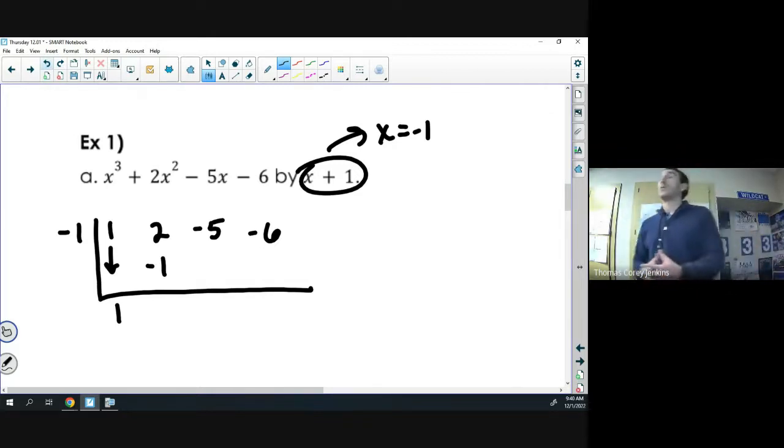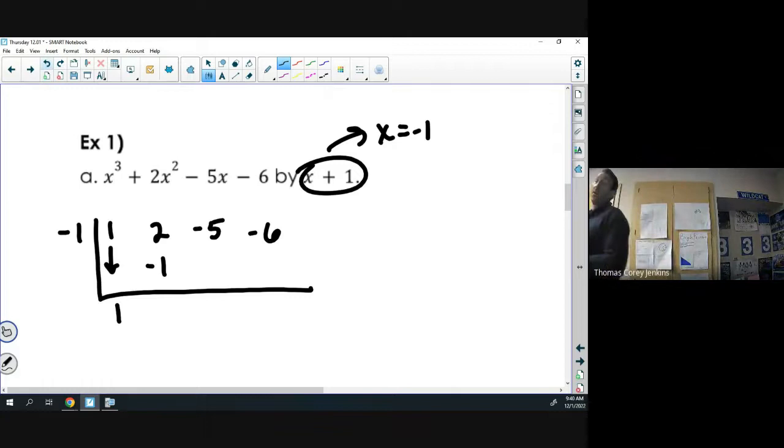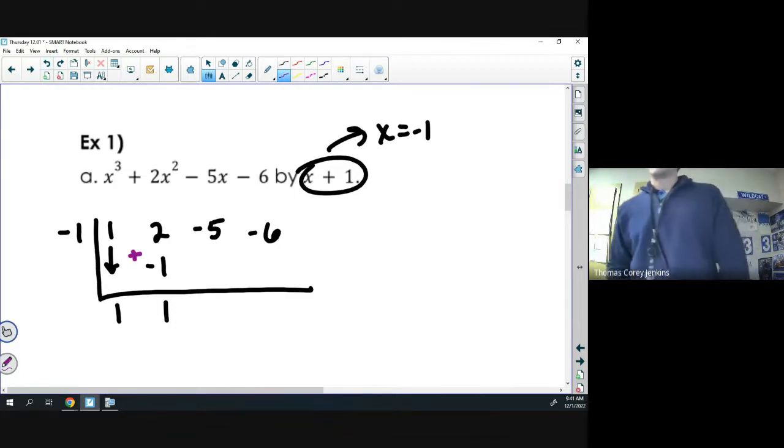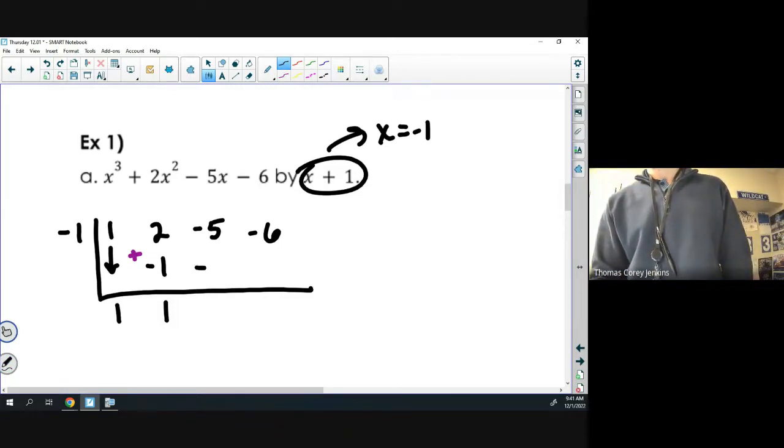One thing I see people do wrong a lot on this: we're used to subtracting with long division, right? So they'll say 2 minus negative 1 is 3. That's true, but we don't subtract here. We add those two. So 2 plus negative 1 is just 1. So 1 comes next underneath the 2 and the negative 1. You might want to put a little plus sign there to remind yourself. All right, now we multiply again. Negative 1 times 1 goes under the negative 5, so that'd be negative 1. Add them again, and we get negative 6 underneath those two.